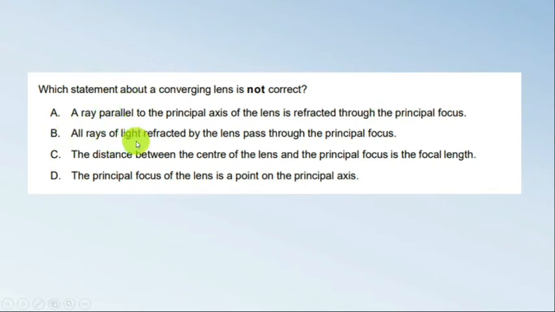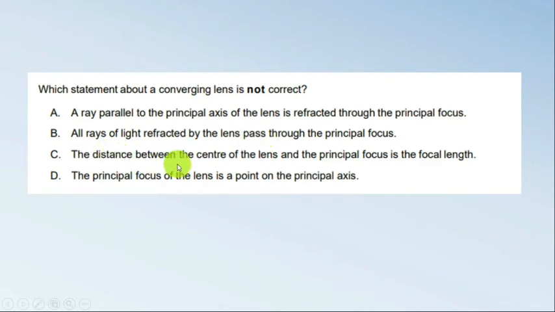All rays of light refracted by the lens pass through the principal focus. Is that true? All the rays refracted by the lens, do they meet at the principal focus? This only happens if they are parallel, not always. You remember we have a case when the ray passes through the principal focus, it will refract parallel to the principal axis. So this one is not correct. The answer is B. But let's read C and D to make sure that they are correct.